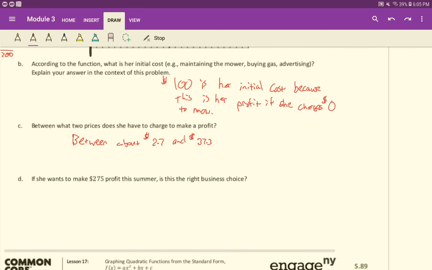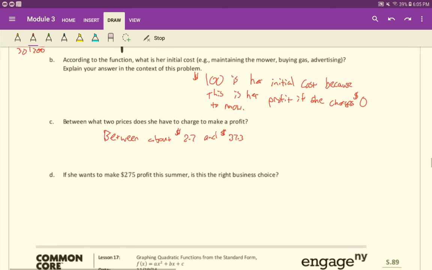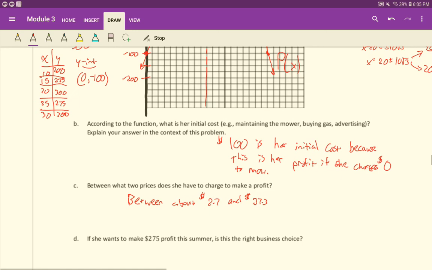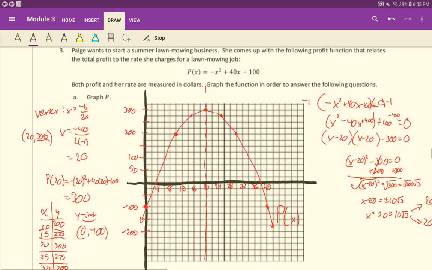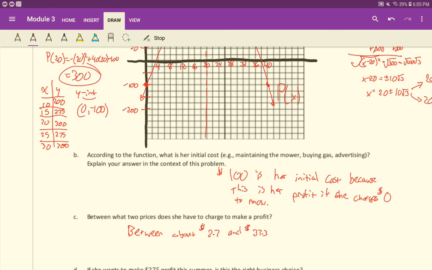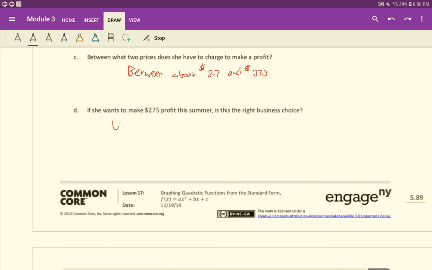If she wants to make $275 profit this summer, is this the right business choice? $275. Well, let's see here. According to her vertex, the highest value she can get is $300 profit. So is $275 doable? Absolutely. She could charge $15 or $25 per lawn, between $15 and $25 per lawn as her rate, we'll say.